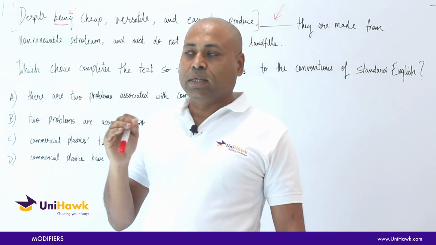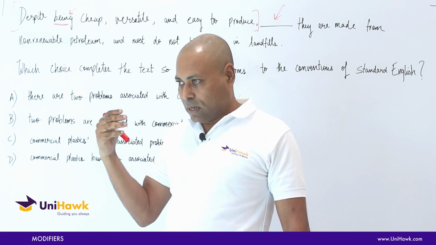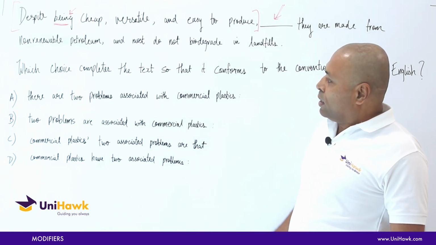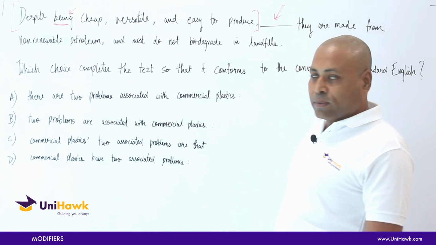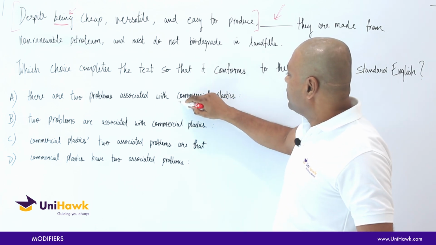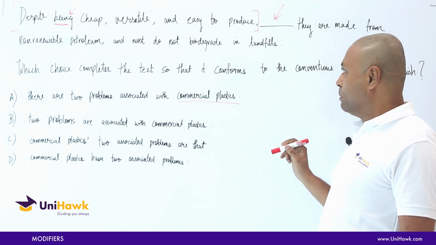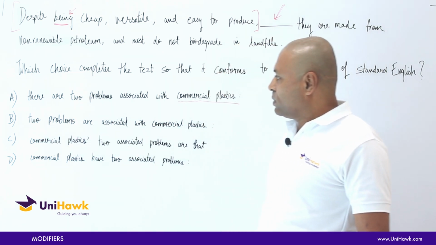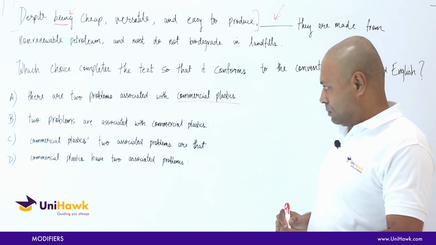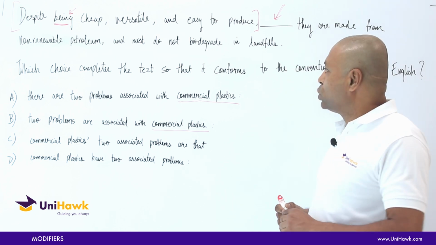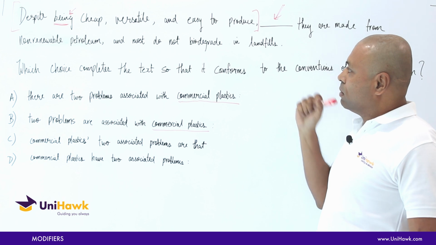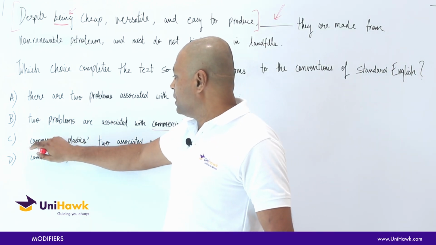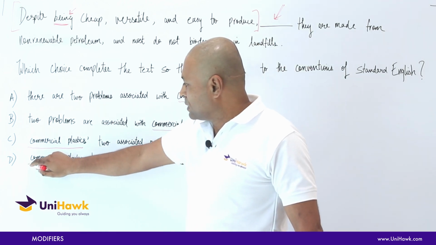With this much in our mind as our reference point for the search, we go to the options. There are 4 options. First one, "there are 2 problems associated with commercial plastics." Good. We have found something that is made from non-renewable petroleum and does not biodegrade in landfills. In the second option, we have "2 problems are associated with commercial plastics." Again, a reference to commercial plastics, which fits the bill as a non-renewable petroleum product. The third one has a reference to the same thing here, and the fourth one also has the reference to the same thing here.